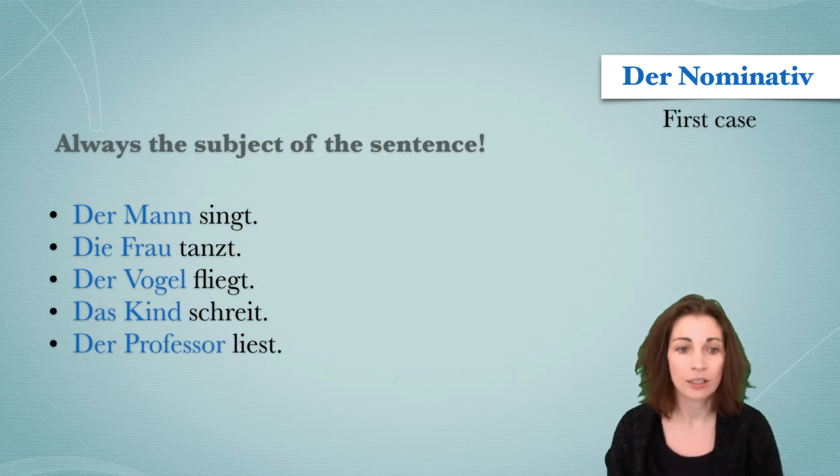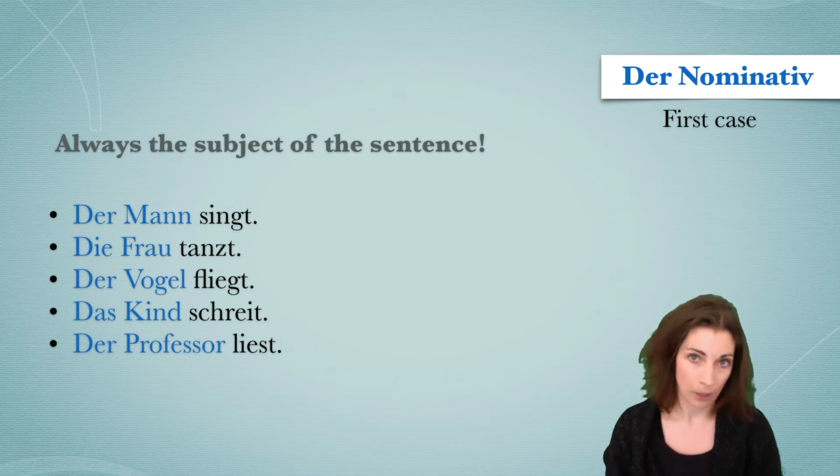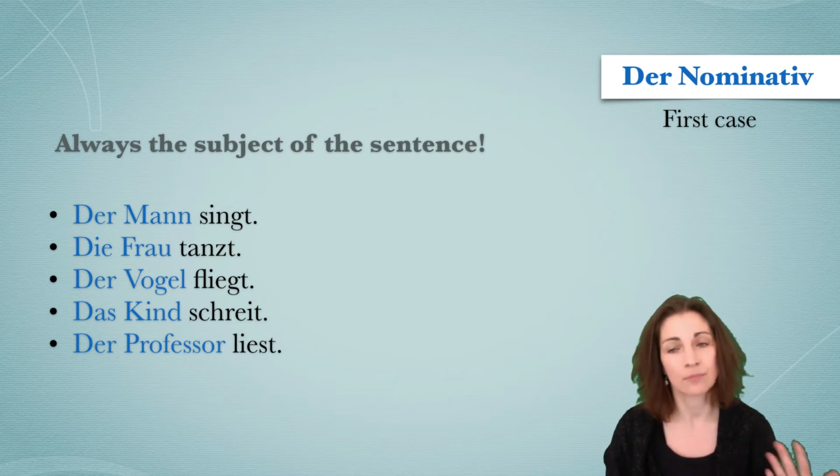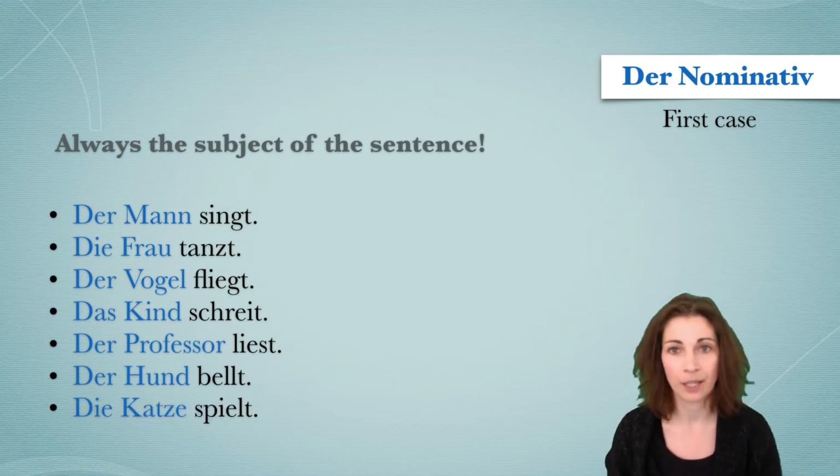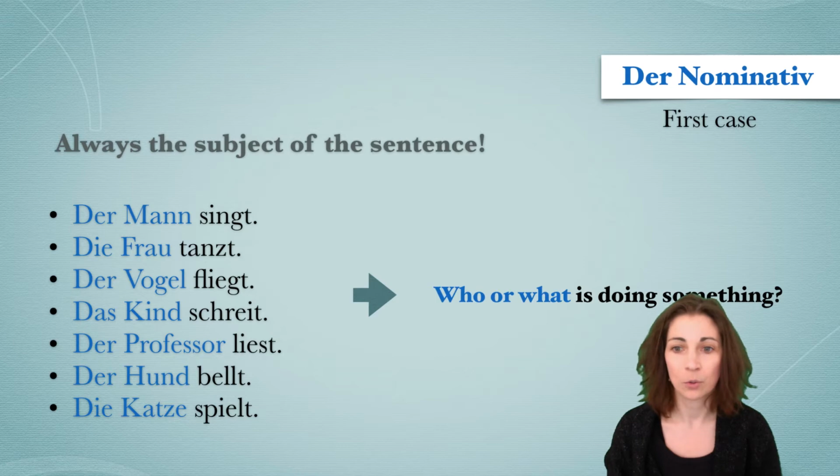Der Professor liest. The professor is reading. Who is reading? Wer liest? Professor. And finally, der Hund bellt. The dog is barking. Who is barking? The dog. And of course we have our cat. Die Katze spielt. The cat is playing. Who or what is doing something? Who is active in the sentence? Who is doing the action or what is doing the action?